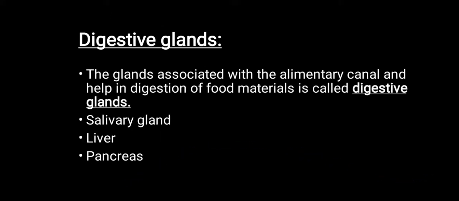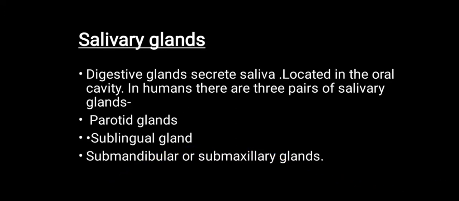The process of digestion in human beings is brought about with the help of an alimentary canal and the associated glands. The glands associated with the alimentary canal and which help in digestion of food materials are called digestive glands. The main digestive glands are salivary glands, liver, and pancreas. In this module, we're going to learn about salivary glands.